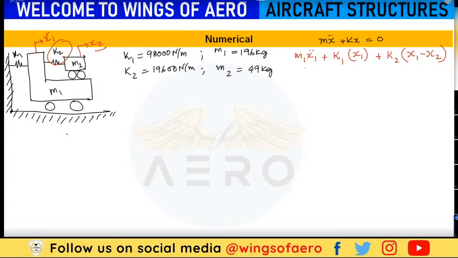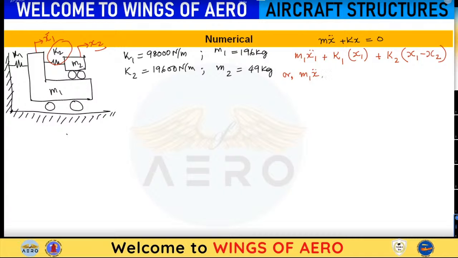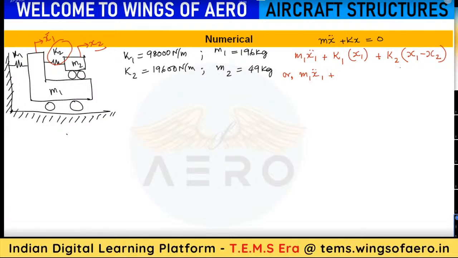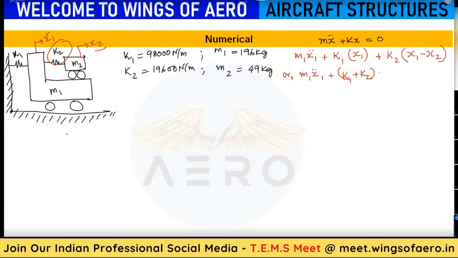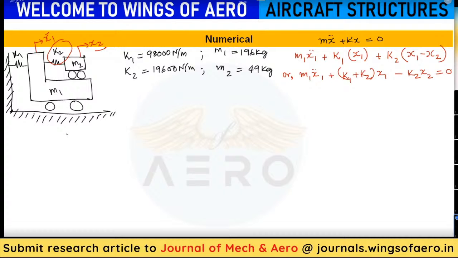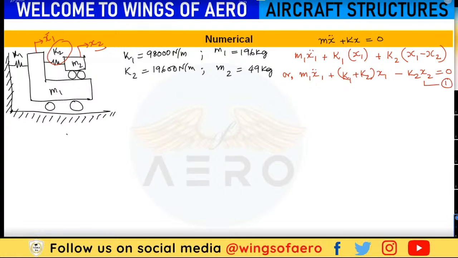All right, so we can rearrange this equation as m1 x double dot 1 plus, first we keep all the x1 then x2, so (k1 plus k2) x1 minus k2 x2 equals 0. We'll equate this to 0. Now let's name this equation 1.